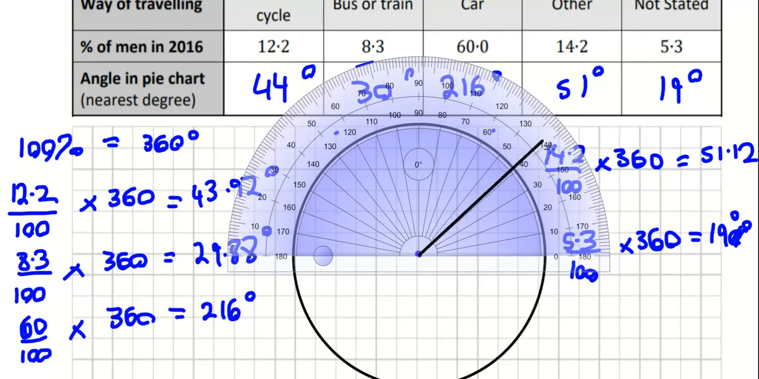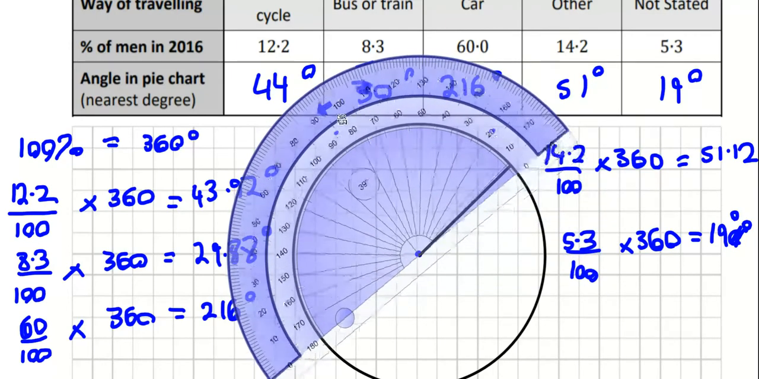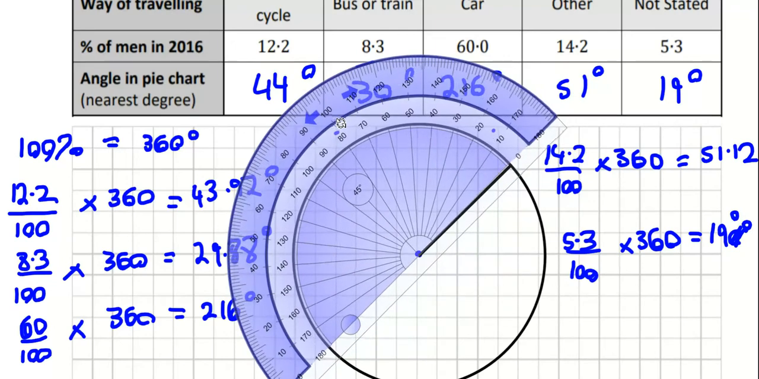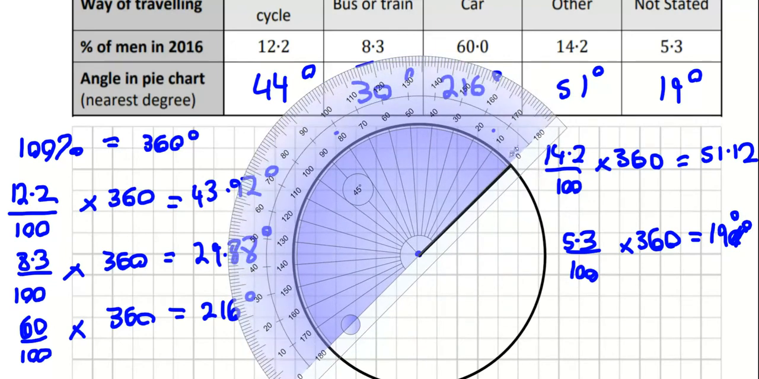You want to draw 40, but then see up here you can go 1, 2, 3, 4, just below the 135 mark. So you want to go about 44 degrees around there. Okay, then you want to recycle or just move your protractor across, so you're back at the 0 mark again, like so. And then you're going to go for 30 degrees, which is this mark here.